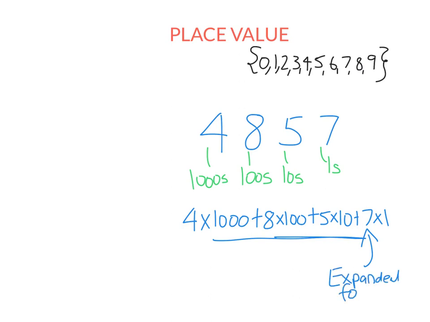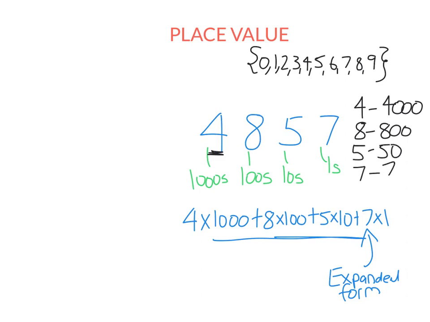So in this number 4,857, the place value of 4 is 4,000. The 4 being here in this column means we have 4 thousands. The place value of 8 is 800. The place value of 5 is 50. And the place value of 7 is just itself, 7. So that's what we mean here. This 8 here doesn't actually mean 8. It's meaning 800. That's its place value.